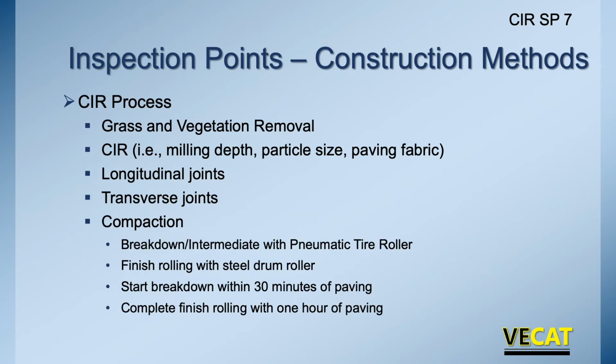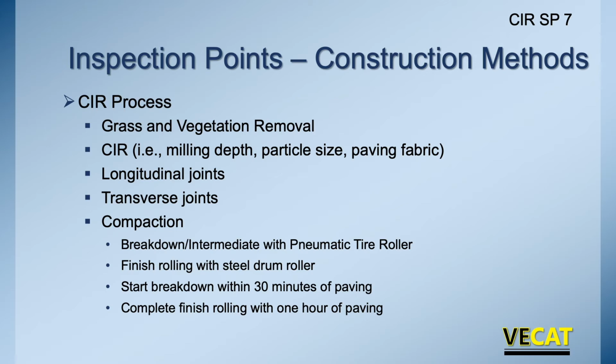We've talked about longitudinal joints, transverse joints. Let's talk about compaction. By spec, the breakdown and intermediate is done with a pneumatic tire roller. So if you look in the special provision, it calls for a pneumatic tire, because that helps knead and put that material together. Finish rolling is done with a steel drum to make it a nice, smooth, uniform surface.